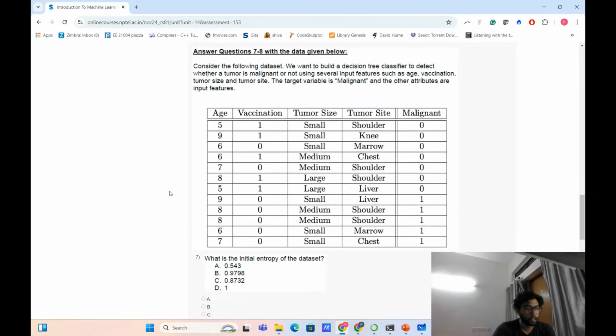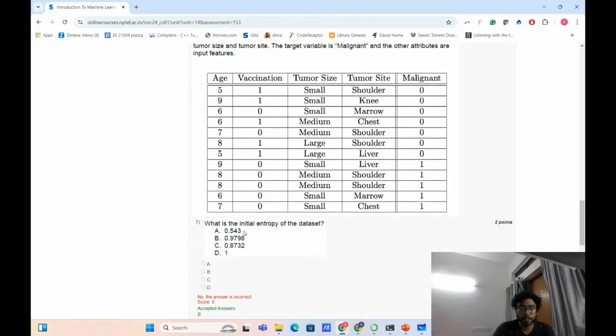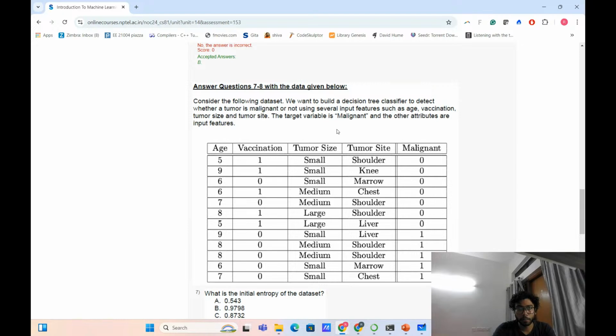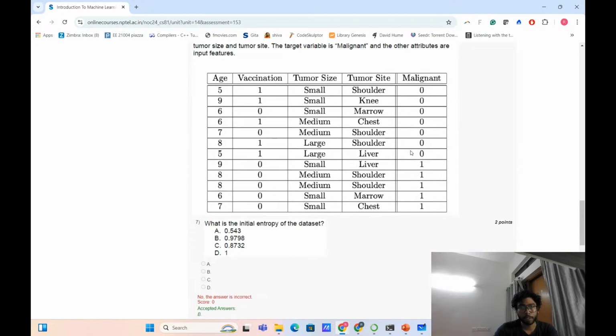As Srinivas was saying, the initial entropy you can calculate simply. That's minus p plus log p plus minus p minus log p minus. So you have to see how many samples are plus and how many are minus. There are 12 samples given in total, out of which 5 are 1, so 7 are 0. So p plus would be 5 by 12, p minus would be 7 by 12. Simply you can do that.